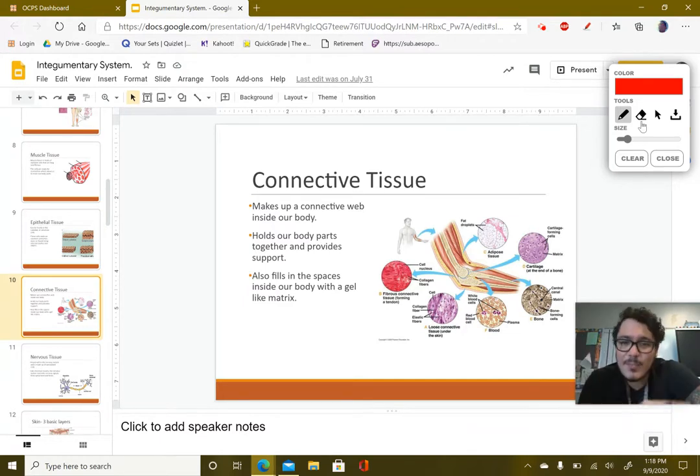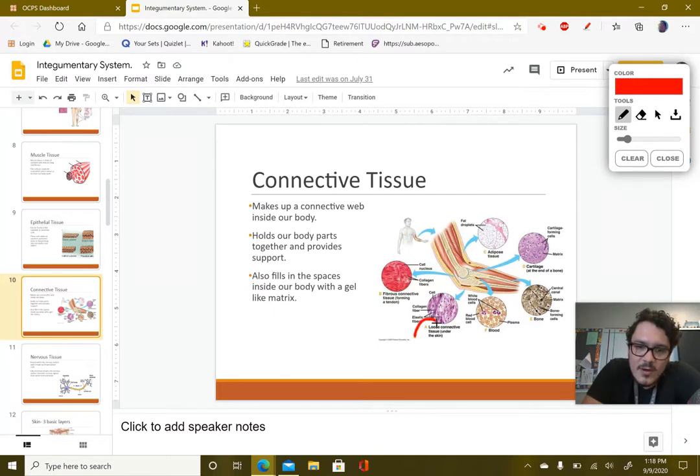So it makes up a connective web, holds body parts together, provides support, fills in the spaces inside our body with a gel-like matrix. Our body is a well-oiled machine. There's not a lot of areas of your body where it's just emptiness and gaps and space, right? So instead of that, you have all of these connective tissues that are essential. And this is just showing us the arm, like the elbow region. This connective tissue exists all over the body. So let's go through these one by one. We do need to know them for our purposes.